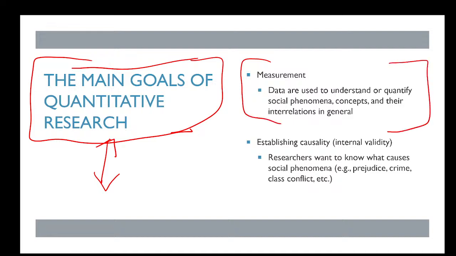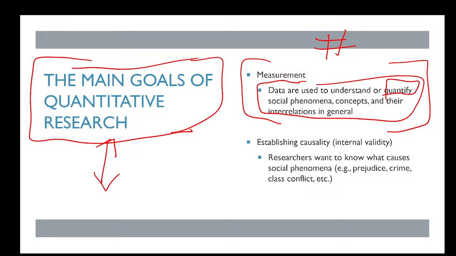All right, so measurement. The goal of quantitative research is basically to measure social phenomena and put them into numbers, in some kind of way that you can generally do statistical analysis on. So you want to quantify, turn into numbers, social phenomena, concepts and their interrelations. The other thing people want to do is establish causality, or at least correlation. You want to know what causes a social phenomenon.